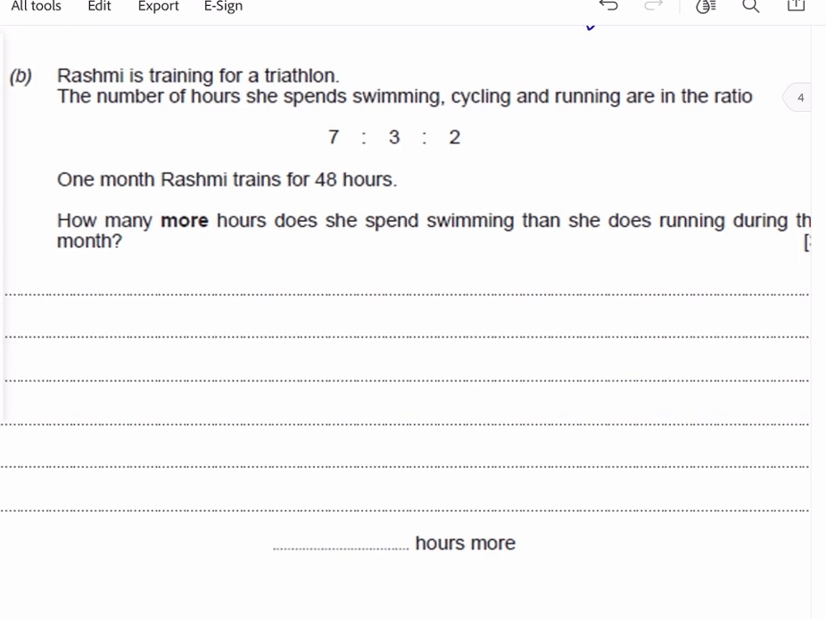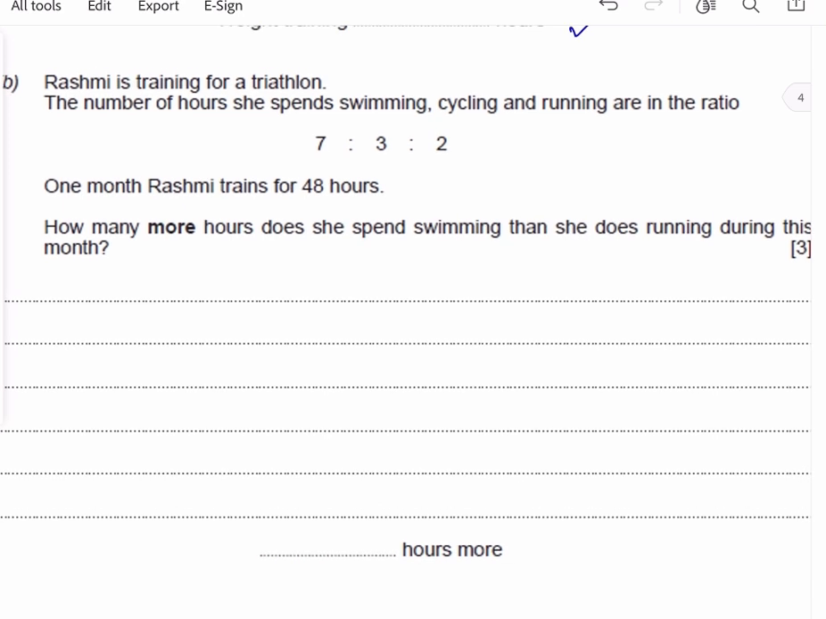Okay, let's look at this question, 3-mark question. Rashmi is training for triathlon. The number of hours she spends swimming, cycling and running are in a ratio 7 to 3 to 2. In 1 month, Rashmi trains for 48 hours. So that is the total here. That means we will be adding all the parts together. And then how many more we'll be subtracting here to find the difference between swimming and running.